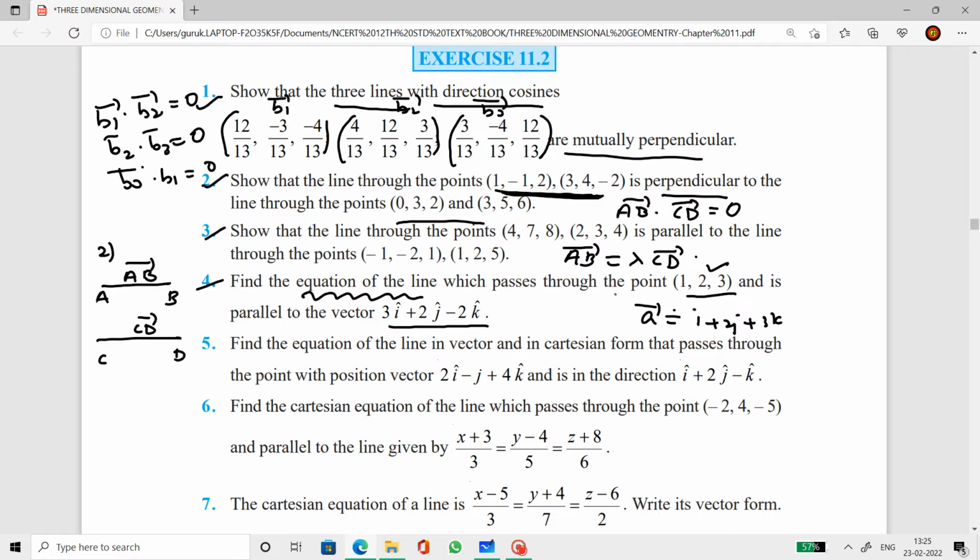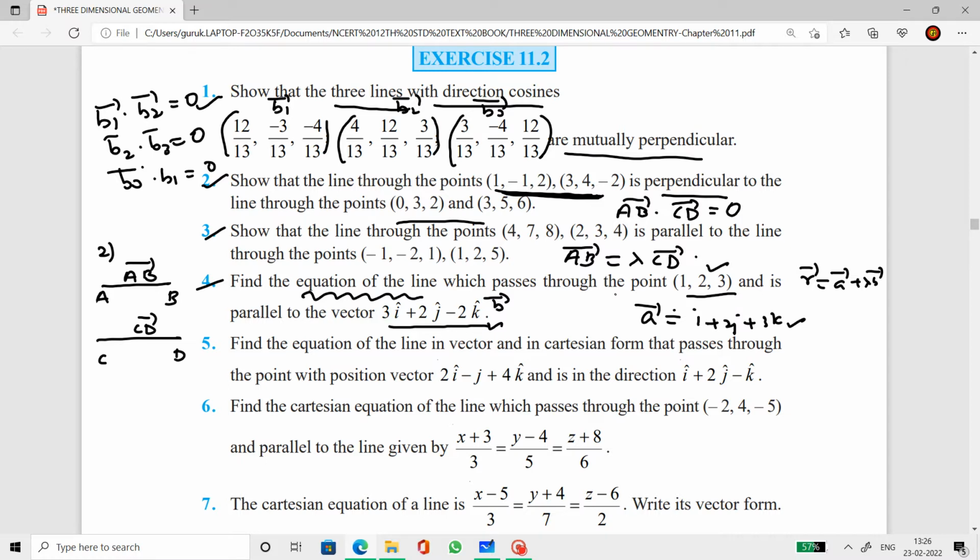And then parallel to a vector, so that means the required line's direction vector will be similar to this, right? So then I know my B vector also. Then fit it in the formula, that's it. R vector equals A vector plus lambda times B vector. A is this and B is this. That's it. You get the equation of the line in the vector form.